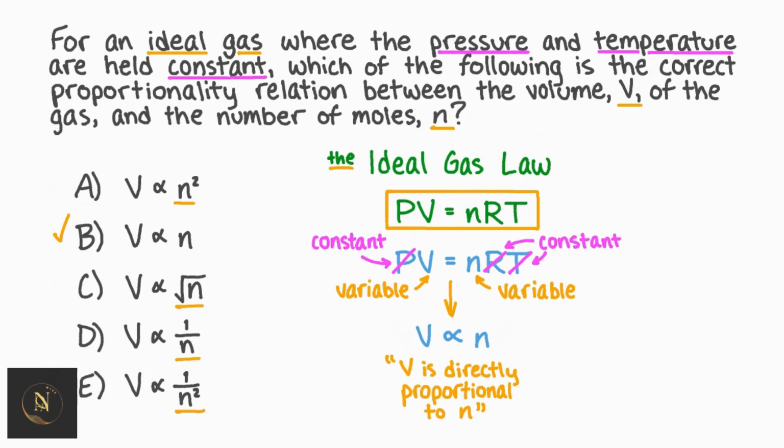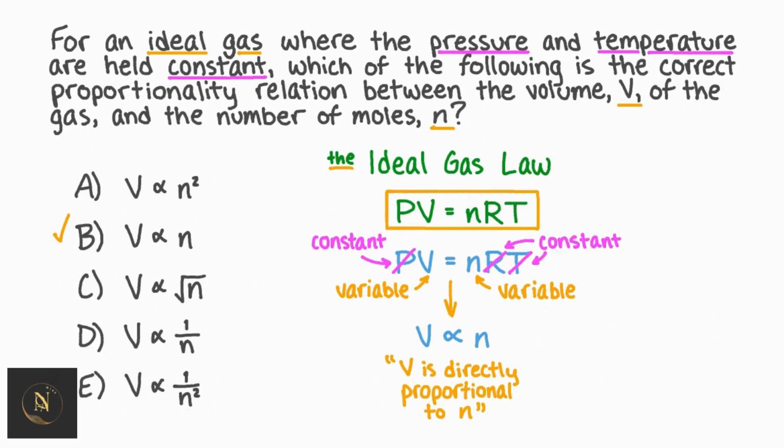Notice that in all the other answer choices, N has a different exponent. In option A, N is raised to the second power. In C, we can say N is raised to the 1/2. D shows N to the -1, and E is N to the -2. Thus, for any of these relationships, a change in V would not correspond to the same magnitude of change in N. But we know this isn't the case, since in the actual ideal gas law, V and N are simply V and N. Neither term has some other exponent.